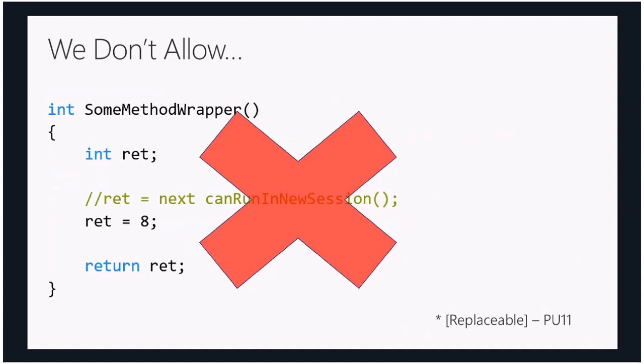Note that we have recently introduced a new attribute called Replaceable in Platform Update 11. If this is applied to the base method, then it is allowed to skip calling next. Effectively, we are saying this method contains code that can be completely overridden by partner code. We are still exploring exactly what methods this makes sense to apply to. For now, it is safe to assume you must call next for any extended method.